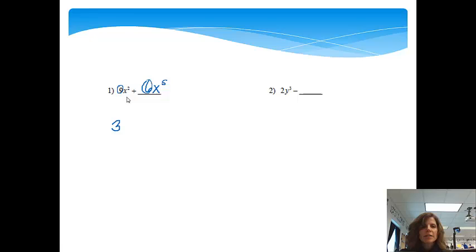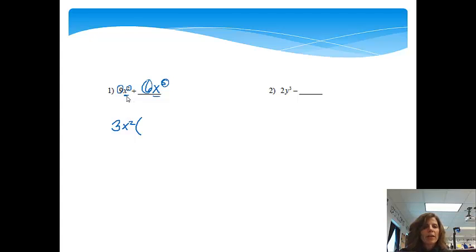And then the next thing I'm going to look at is my x's. They both have an x. I've got x to the 2 and x to the 5. So which one is smaller? The one that's smaller is x to the 2. So that's going to be one of the factors. And now I'm going to start parentheses to figure out what my other factor will be.